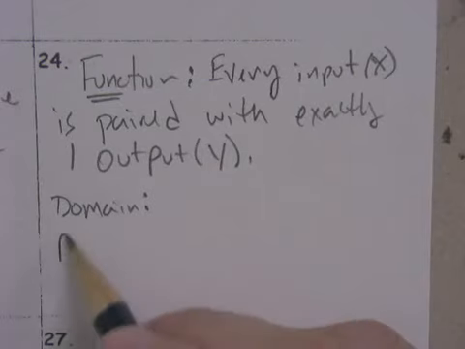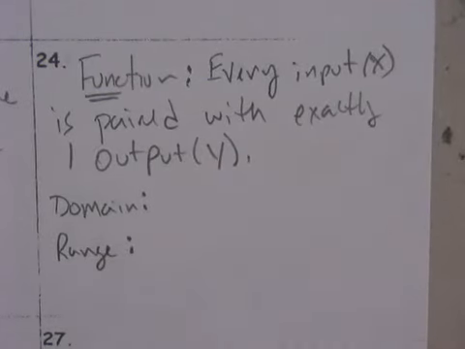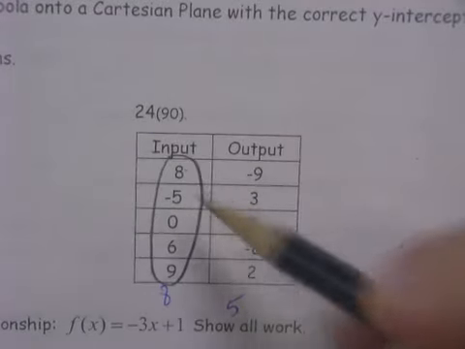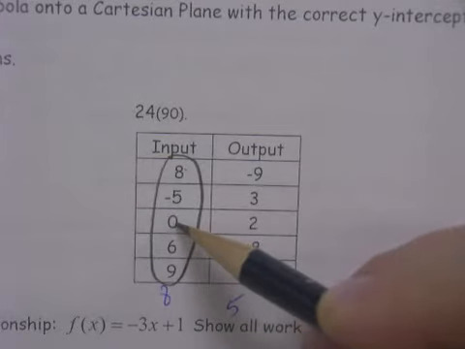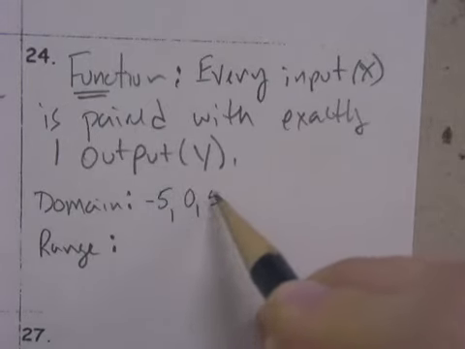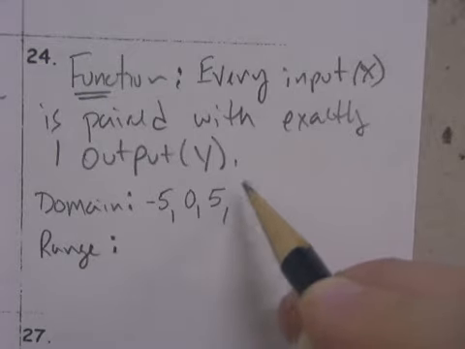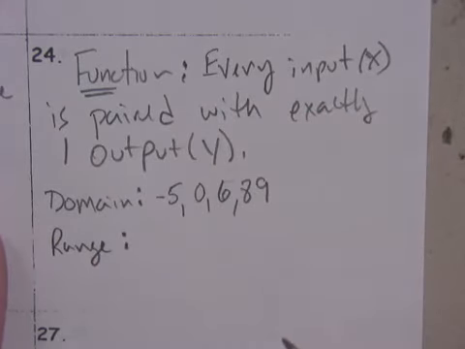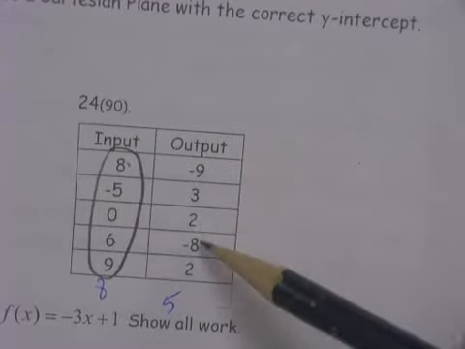So we'll do domain and the range. Okay, so what is the domain and what is the range? Well, we just went through it. The domain is all the x values or the input values, and the range is all the y values or the output values. So let's go ahead and just put those in. And we usually put them in ascending order. So domain, if I go over here, here's my guys. So this is basically the domain right here. So we'll go ahead and put them in order. So we'll start with negative 5, 0, 6, 8, and 9. So negative 5, 0, 5. There's no 5. How about 6, 8, and 9? There's the domain. And then the range are all the output values. So we'll start with negative 9.